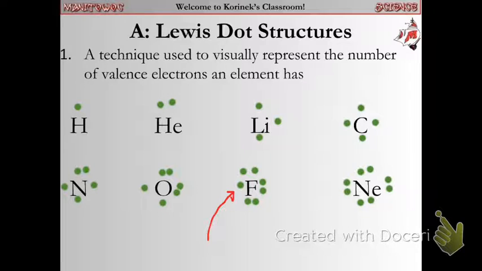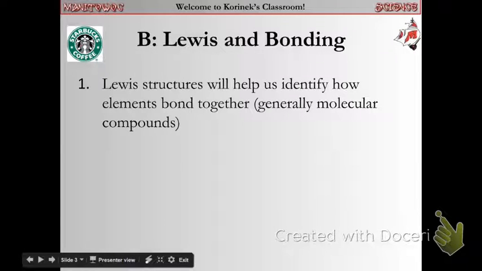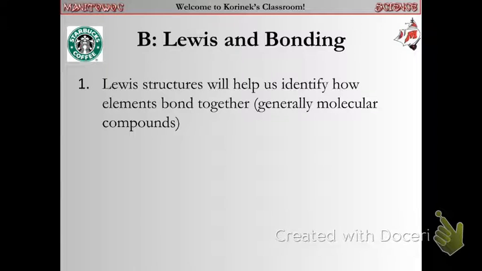And now we want to see how those come into play when actually drawing a shape of a molecule. And so Lewis structures will help us identify how elements actually bond together. So to take, for an example, hydrogen atoms. So hydrogen, as we showed before, has one electron. And in order to have a full outer shell, hydrogen needs to have 2 electrons.